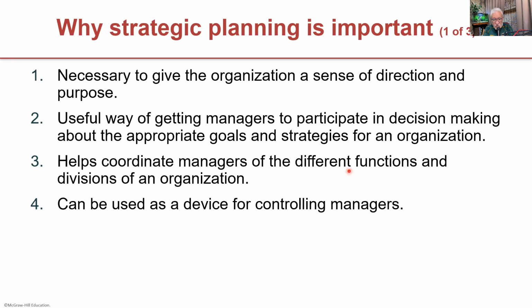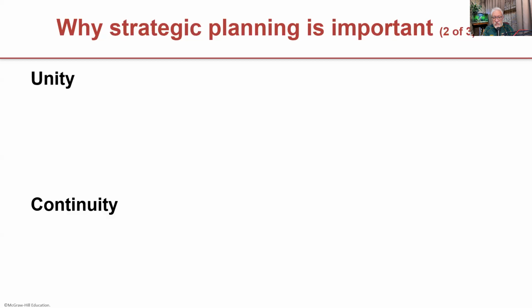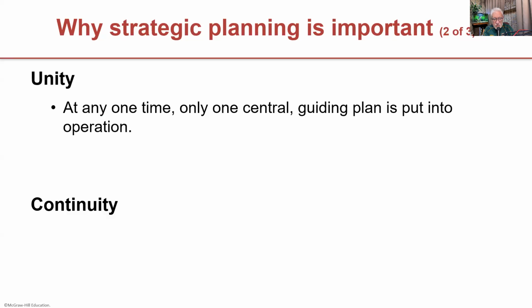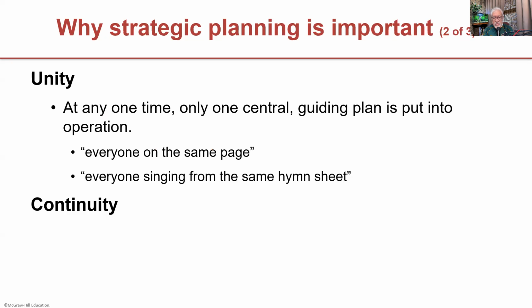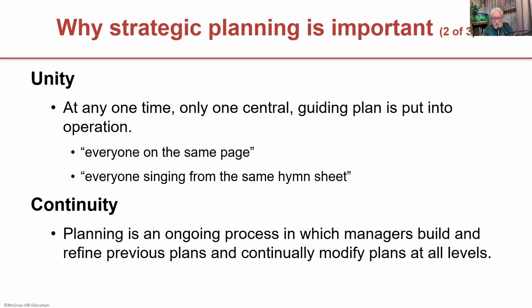We want to achieve coordination, and we want to control managers. So I give you 4 things over here. Unity, and you can read these by doing your own Google searches or looking at the textbook. At any one time, only one central guiding plan is put into operation. Okay, so if you define that plan, you can put it into operation. If you don't define it, then a whole lot of people are going to be doing a whole lot of different things. So how do we put everyone on the same page?